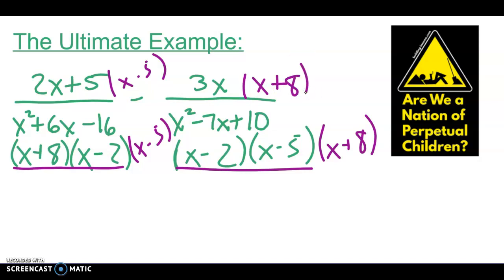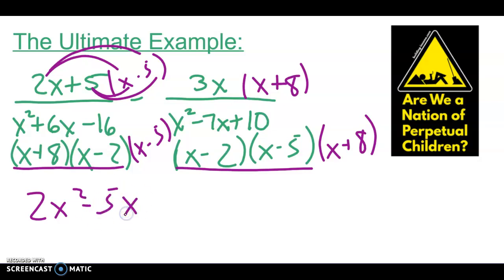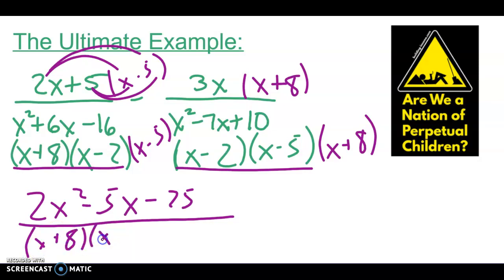All right, now we have some algebra work ahead of us. We have to distribute out the top, making it 2x squared minus 10x and plus 5x makes negative 5x. And 5 times negative 5 is negative 25. And the denominator is going to be 3 terms, x plus 8, x minus 2, and x minus 5.